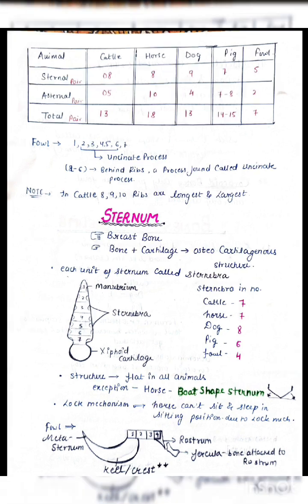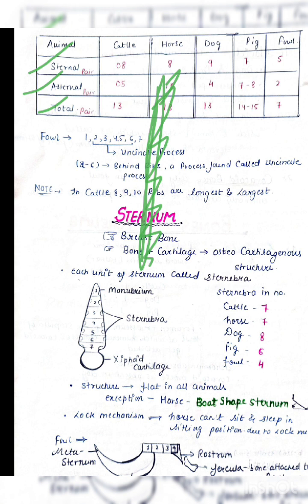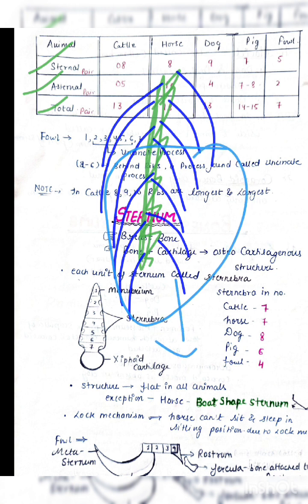Yes. So this is the formula of the sternal, asternal and total ribs present. These are present in pairs. So let me make a diagram. For example, this is our thoracic vertebra. These are ribs, and beneath that they are attached to the sternum. Let's imagine it's a sternum. So these are attached to the sternum.